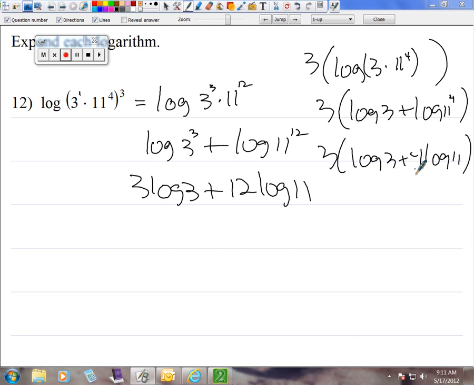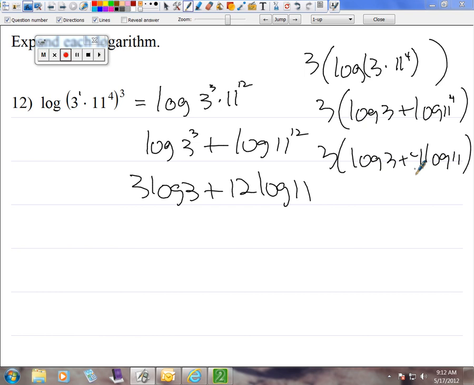Distribute the 3, and guess what we get? Same thing. Either way works. I'm just showing you either way works. All right. But your way, this way is correct also.